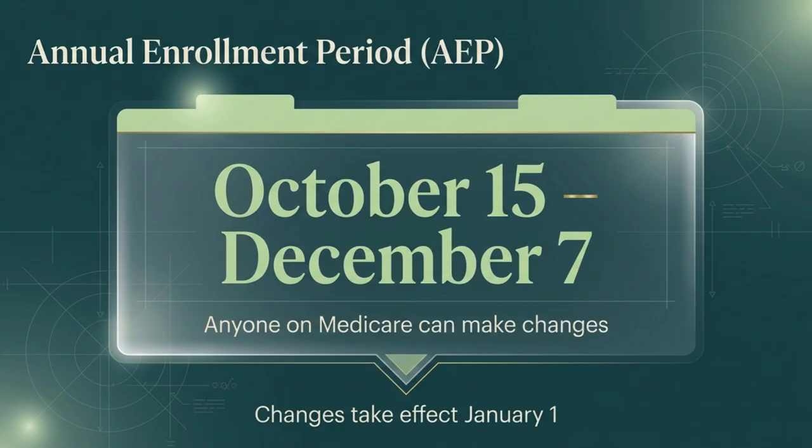The AEP is the annual enrollment period. This happens every year from October 15th through December 7th. During the AEP, anyone on Medicare can make changes to their coverage. They can switch from original Medicare to a Medicare Advantage plan. They can switch from one Medicare Advantage plan to another. They can go back to original Medicare from a Medicare Advantage plan. They can add, drop, or change a Part D prescription drug plan. Changes made during AEP take effect on January 1st of the following year.